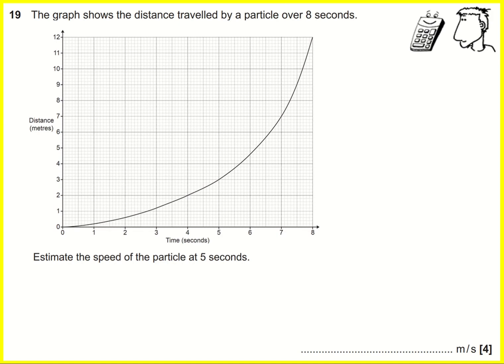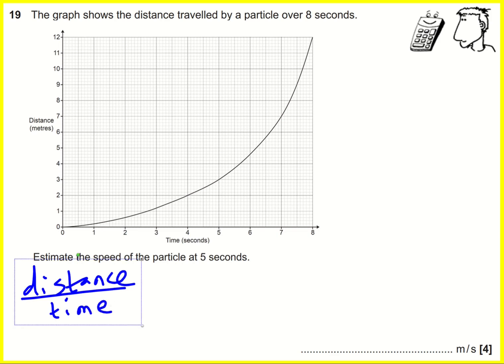Sometimes you get told that speed is equal to distance divided by time. And whilst that is close, it's not the exact truth. It's true when the speed is constant. It's true if you're finding the average speed, but it's not quite true if you're finding a speed that's actually changing, which is the case here.